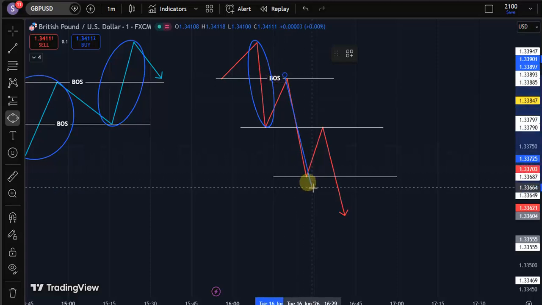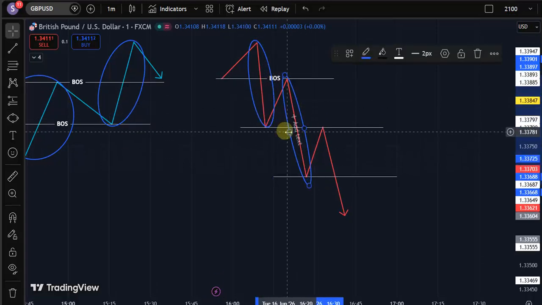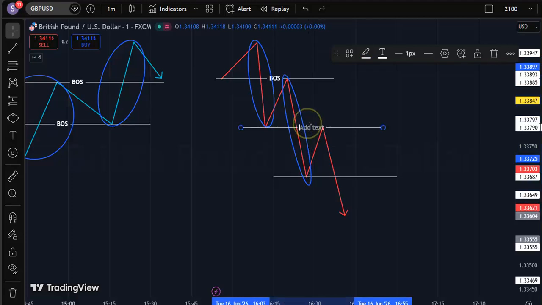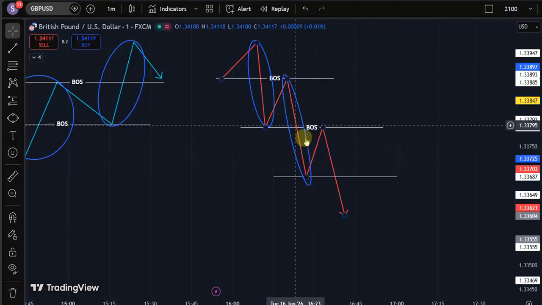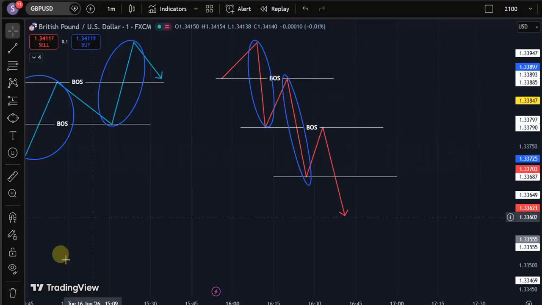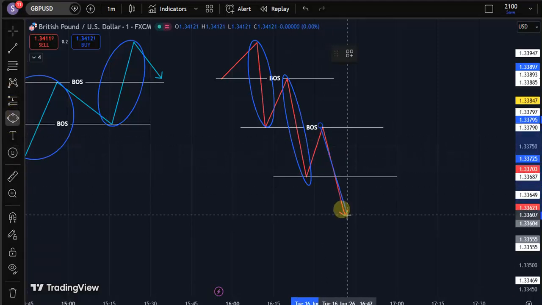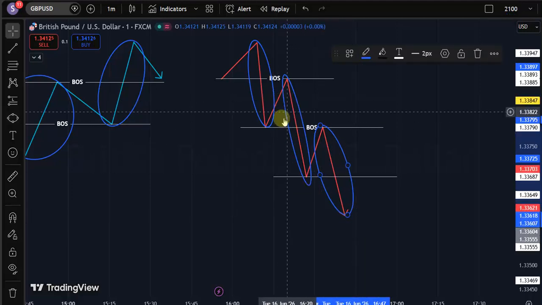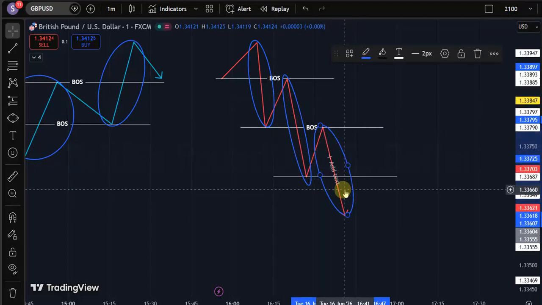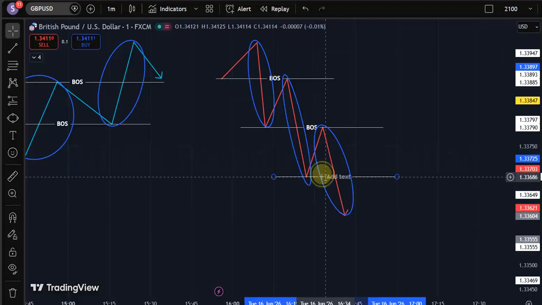This movement also was broken. This movement also broke the previous movement. So at this level, you find a break of structure. This movement broke this movement. And then you'll find out that these movements keep breaking each other's structures. As you can see, this movement was broken by this movement. So you have a break of structure here again.